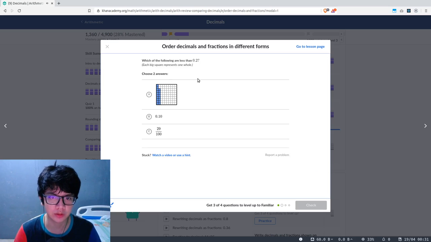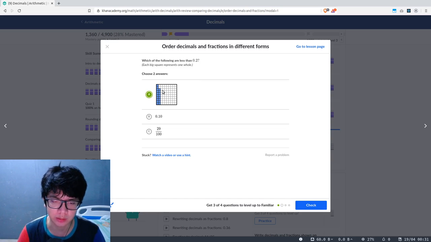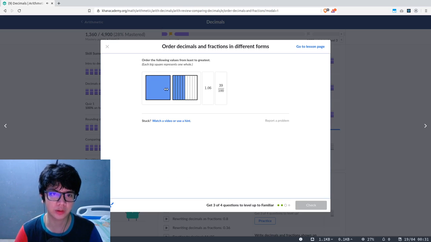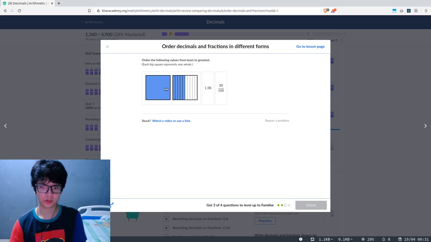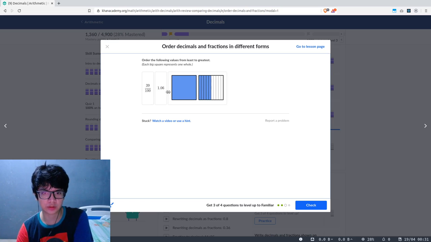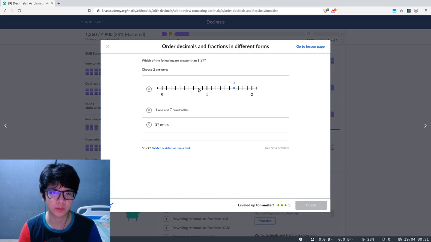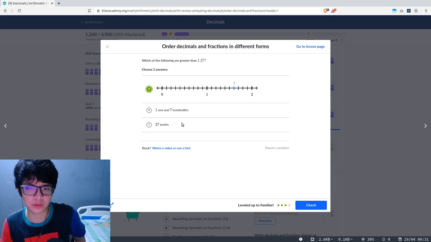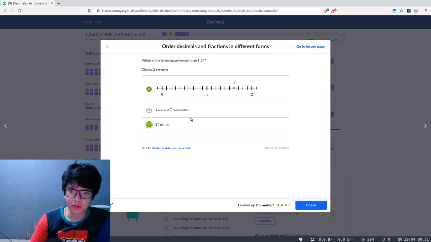Which of the following are less than 0.2? Choose two answers. 0.2, this one's 0.18. 0.10. Okay, order the following from least to greatest. So it's least 0.39, 0.06. Two of the following are greater than 1.97. Oh, it's even greater than 1.97. 27 tenths. 27 tenths is 2.7.